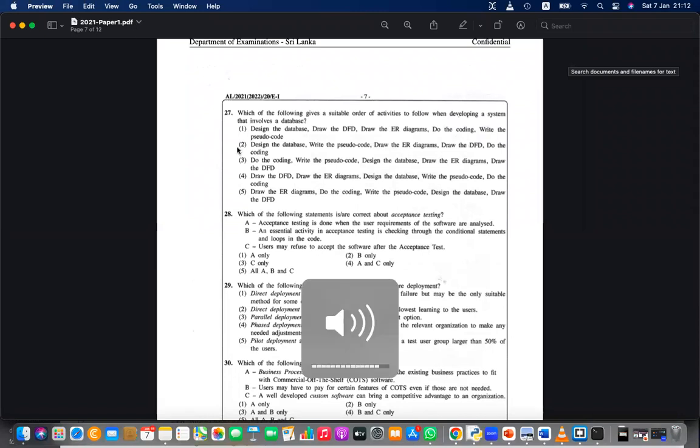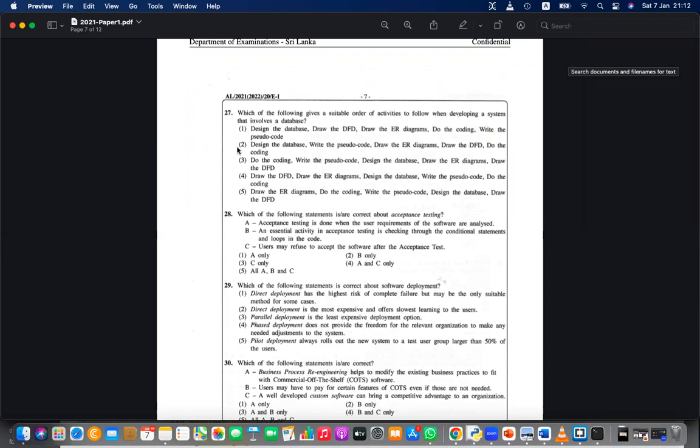Okay. Which of the following gives a suitable order of activities to follow for developing a system that involves a database? Design the database, but before that, I think you need to write the pseudocode, right? So even before the pseudocode, we can draw the diagrams. So let's see.